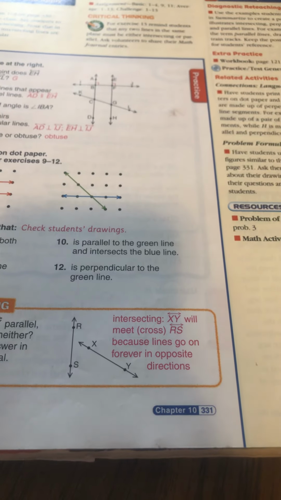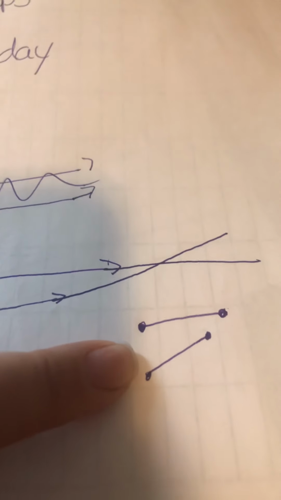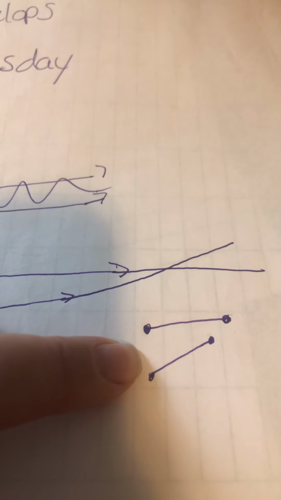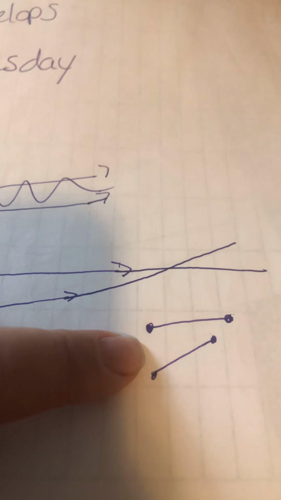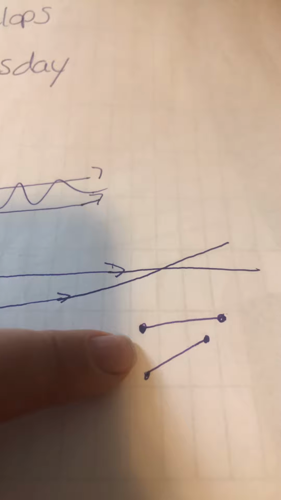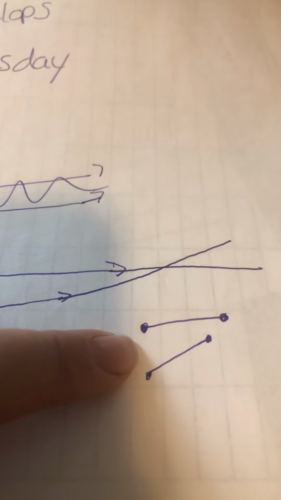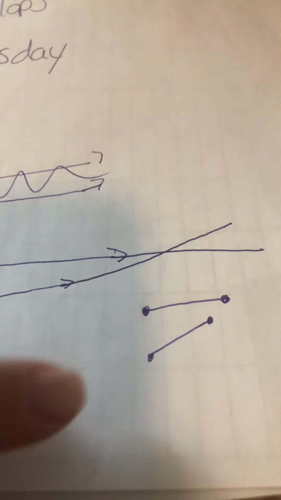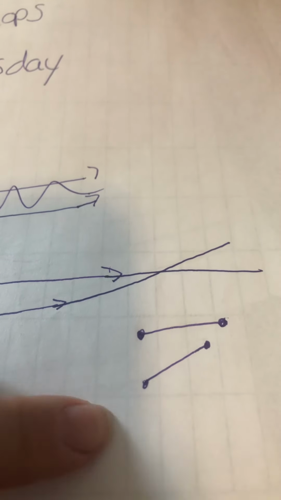I'm rethinking what I said about these right here. I said earlier that those would be intersecting, but they wouldn't be because they are line segments. So those would be neither. For some reason, I was thinking that they would still be intersecting because if you look at this one, it would go, but because they're line segments, that doesn't work. So sorry about that confusion on that one.